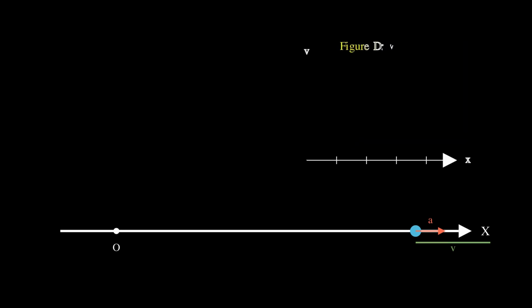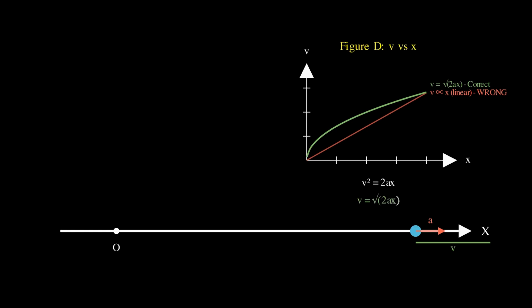Now, what about velocity versus displacement? From v squared equals 2ax, we get v equals the square root of 2ax. This is not a straight line, but a square root curve. So, figure D, if it shows a linear v-x graph, is incorrect.